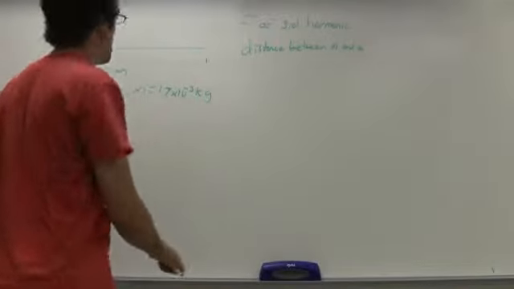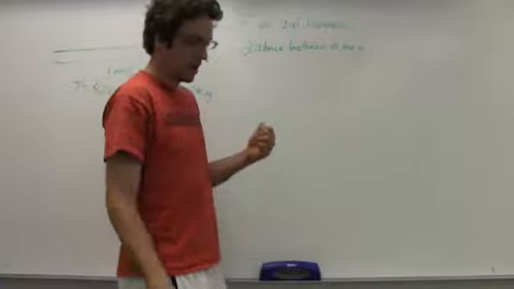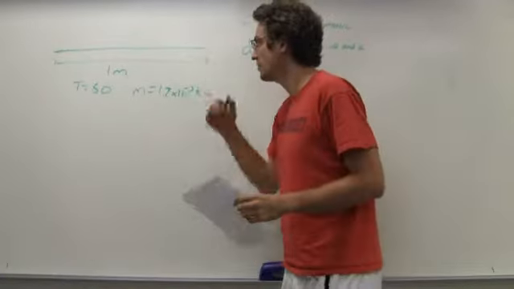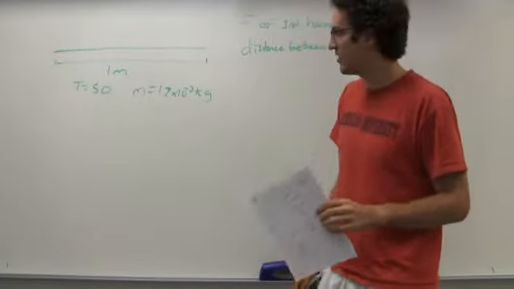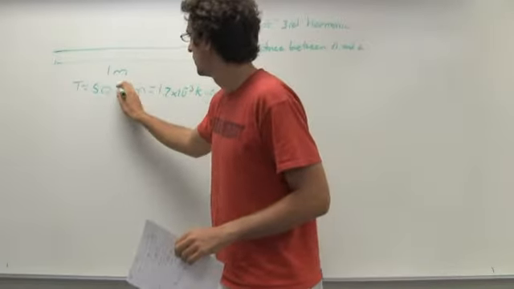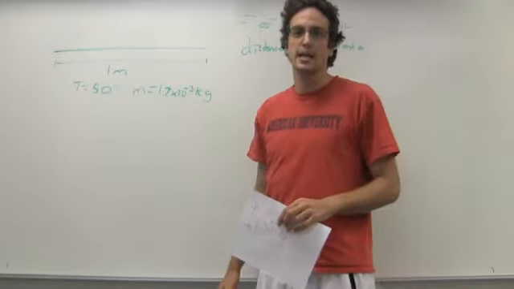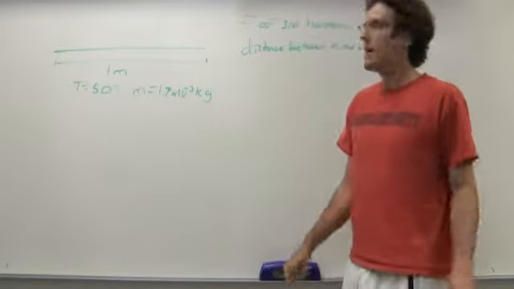All right, here we have a two-part problem. We've got a guitar string. It's 1 meter long, which is probably a little long for a guitar, but whatever. It has a tension of 50 newtons. It's got a mass of 1.7 × 10^-3 kilograms. And what we want to know about it is two things.